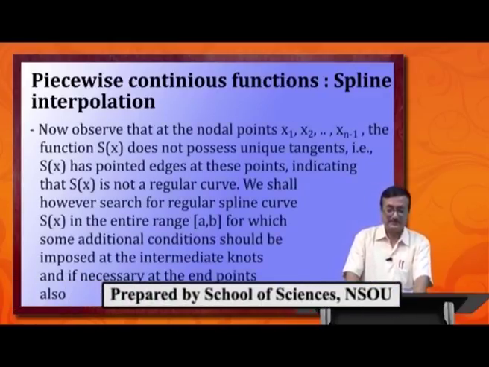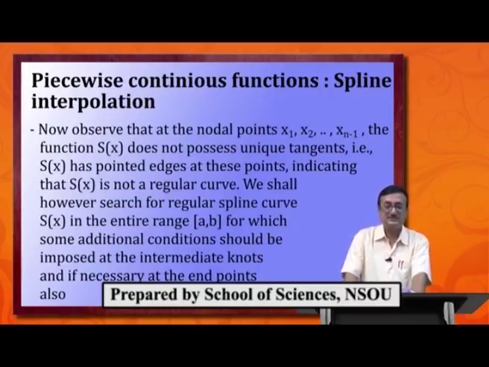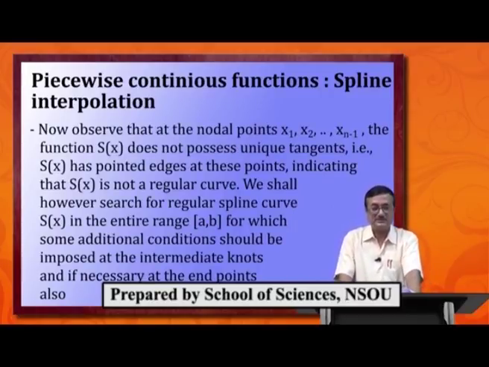Now observe that at the nodal points x1, x2 up to x_{n-1}, that is the internal nodal points, x0 and xn are the end points. x1, x2, up to x_{n-1} are the internal nodal points. The function S(x) does not possess any unique tangent.